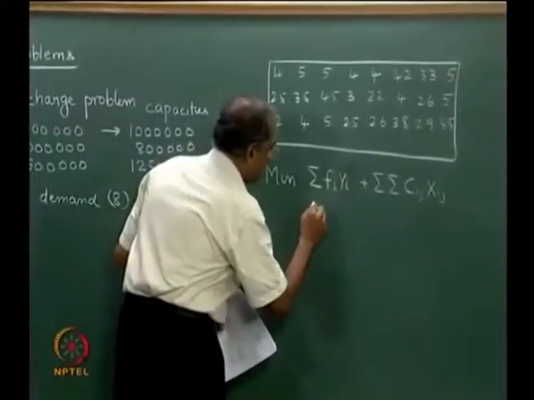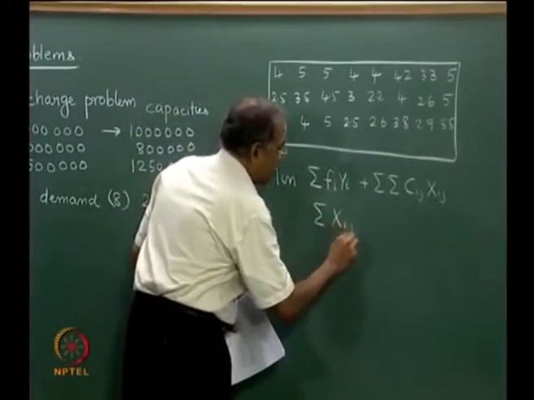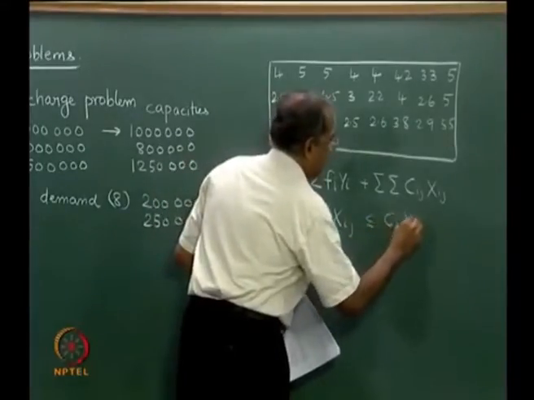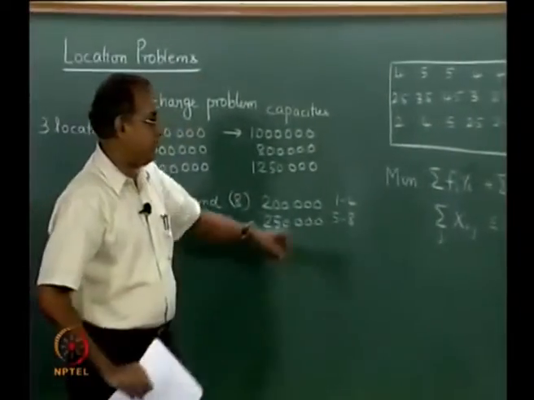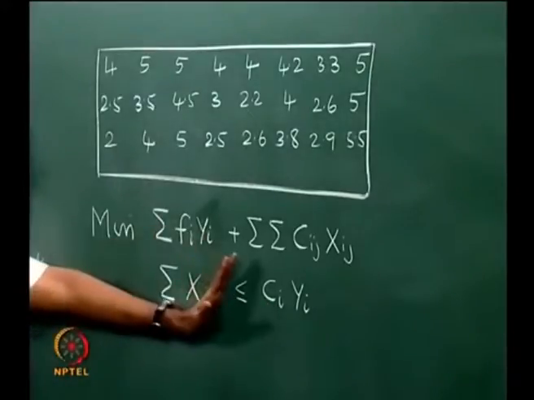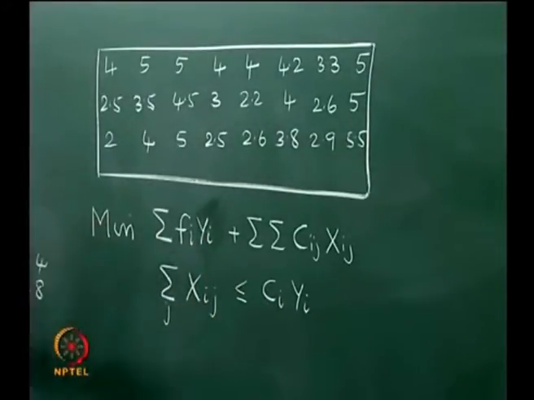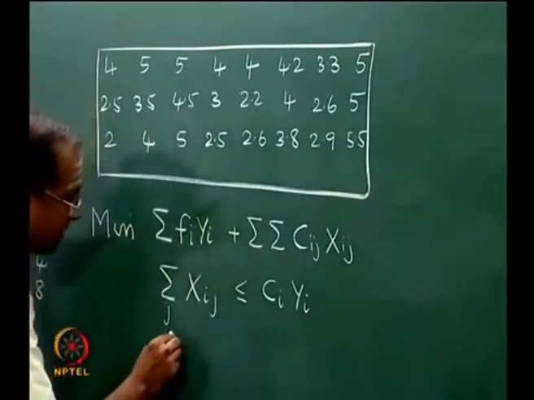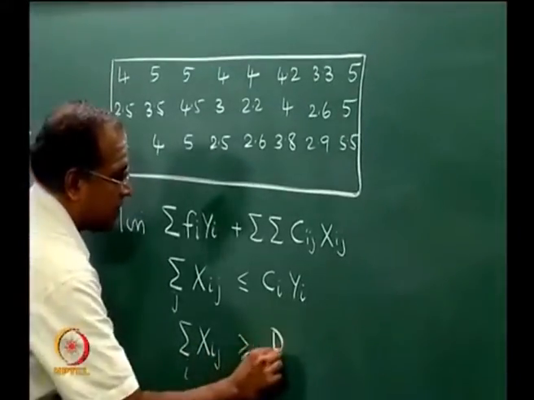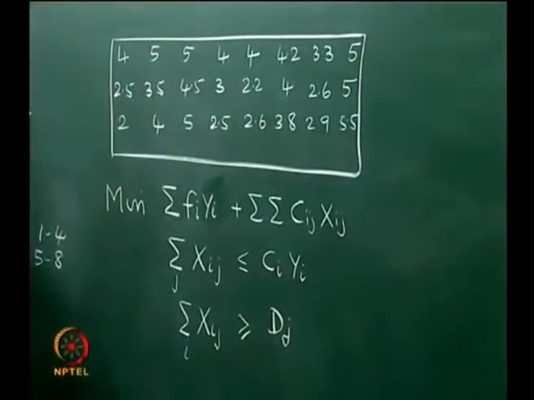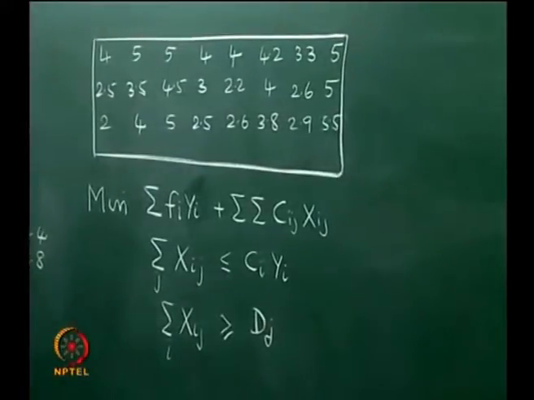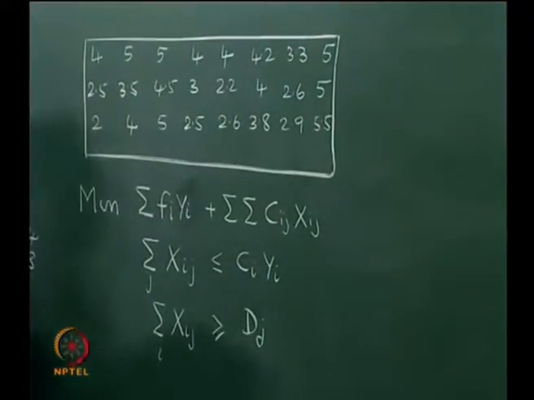The capacity constraint would be like this: sum over j of xij is less than or equal to Ci yi. So, if facility i is chosen, then there is a capacity Ci and things can be transported from i. This will be the demand constraint: for every j, the sum over i of xij will be greater than or equal to dj, which is the demand for that item. So, we can actually solve this problem optimally, and I will give the optimum solution to it.